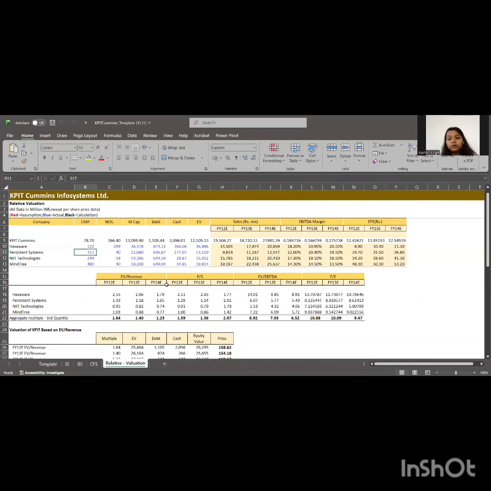Moving on to number of shares. The next column is number of shares. This shows how many equity shares the company has outstanding. This number usually comes from the company annual report and stock exchange. Again, this is actual data, so it's entered manually here. You can see this is blue. For example, if KPIT has 26 million shares outstanding, the value is used to calculate the next column, market capitalization.